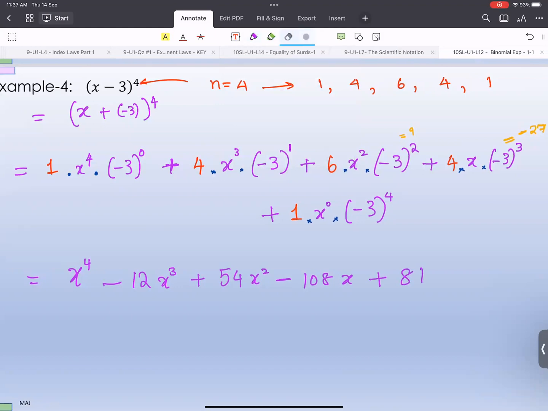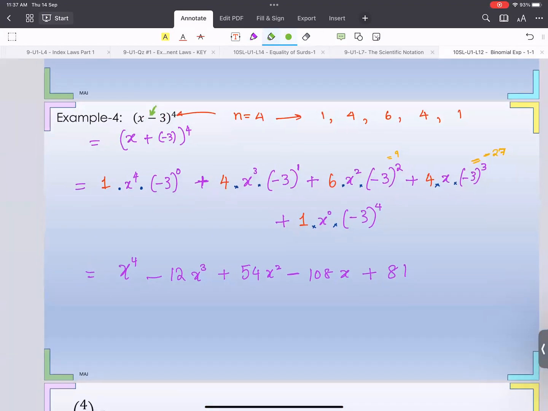If you can see, we have alternating plus and minus signs. The first term starts with a positive, then a negative, then a positive, then a negative, then a positive. And this will happen every time you have a binomial expansion with a minus sign. Whenever you have a minus sign in a binomial expansion, the terms are going to alternate positive and negative.